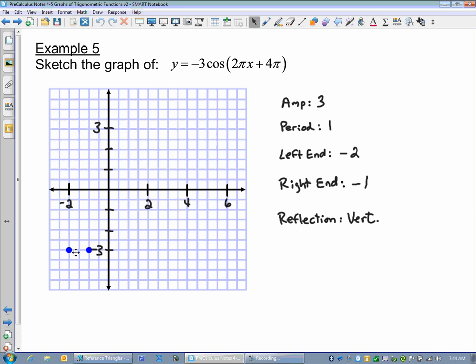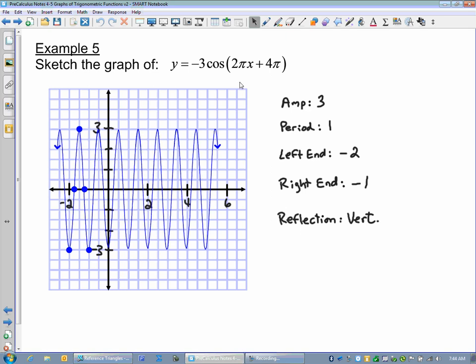Now halfway between the two minimums is going to be the maximum, which would be a +3. So that would be this point here. Halfway between the first 2 points is an intercept, and we can see already things are getting a little tight. Halfway between these 2 points is going to be another intercept. And if we draw a smooth curve through those, which is a little tough to do, it ends up looking like this.